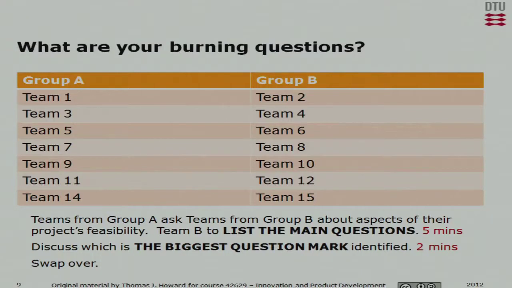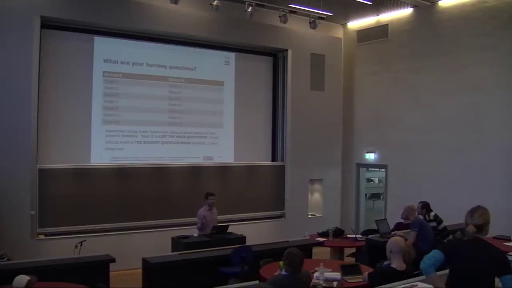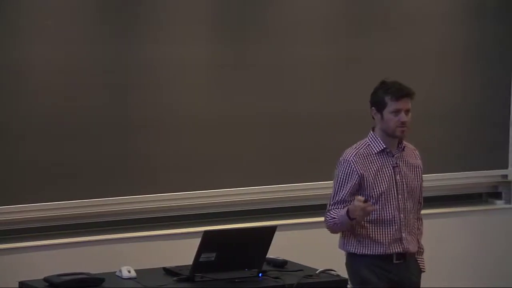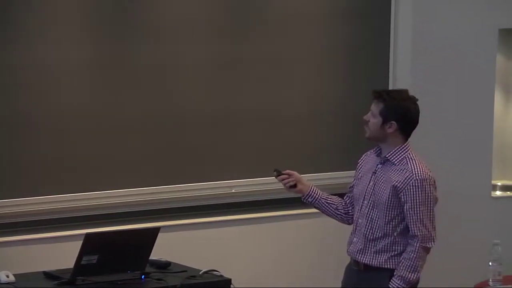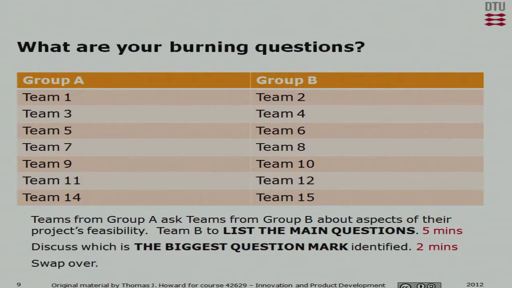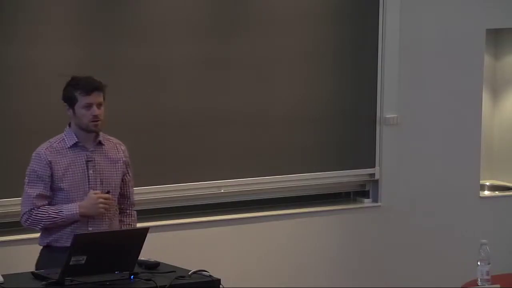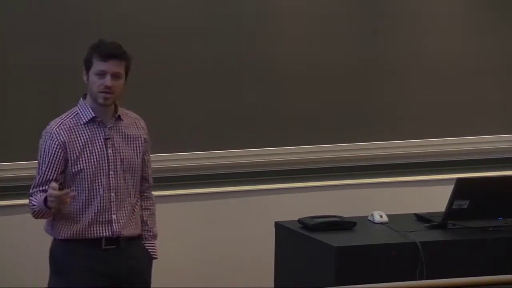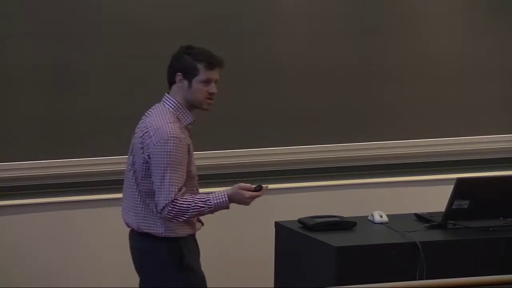Okay, I'll tell you what we'll do. I'll let you self-organize a little bit here. But essentially what I want you to do is get your team to pair up with another team. And one of your teams will be the A team and the other team will be the B team. I want you to spend a while where the A teams ask the B teams some questions about their project's feasibility. So essentially you're going to be the panel of judges or investors evaluating the other team's feasibility. And I want the other team to start producing a list of the burning questions that they're asking. So you'll have 5 minutes to do that.